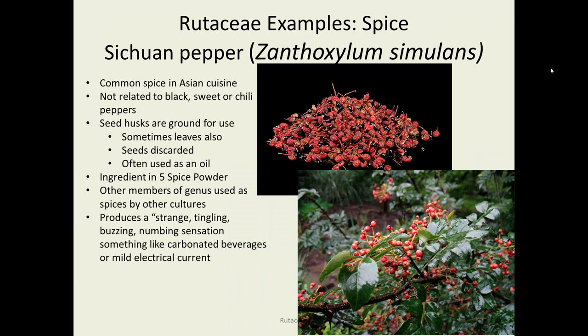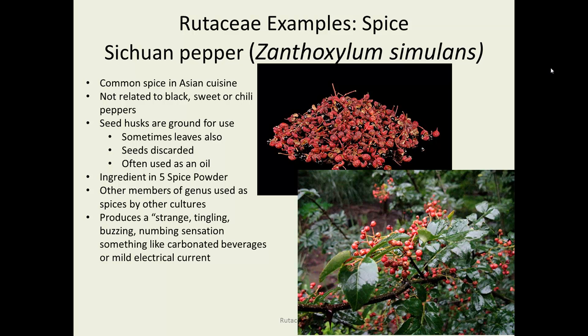A pepper spice plant that is used and doesn't seem to have medicinal problems is Sichuan pepper, Xanthoxylum simulans, which is apparently very common in Asian cuisines, and other species of Xanthoxylum are used as spices in other cuisines worldwide, in Africa and different places. Not related to black pepper, sweet pepper, chili peppers, but nevertheless called pepper. The seed husks are used, not the seeds. Occasionally the leaves. Occasionally it's infused into an oil.